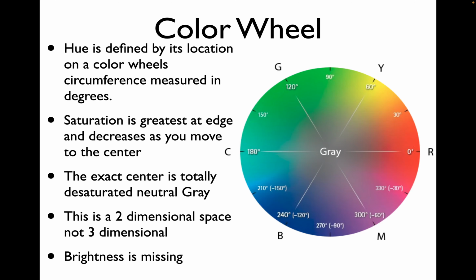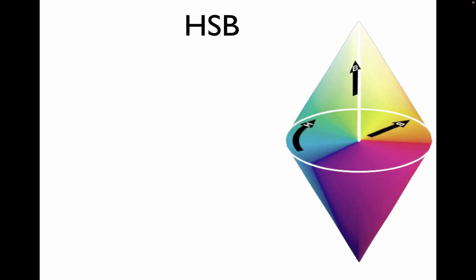Brightness is missing. So the way they solve this problem in HSB is they take that color wheel, imagine it as a record album, they drop it flat on its side and they add the missing dimension, which is, if you imagine this is a globe, it's actually going from the center of the Earth all the way up to the top to the North Pole, and also from the center of the Earth all the way down to the South Pole. That third dimension gives us brightness.